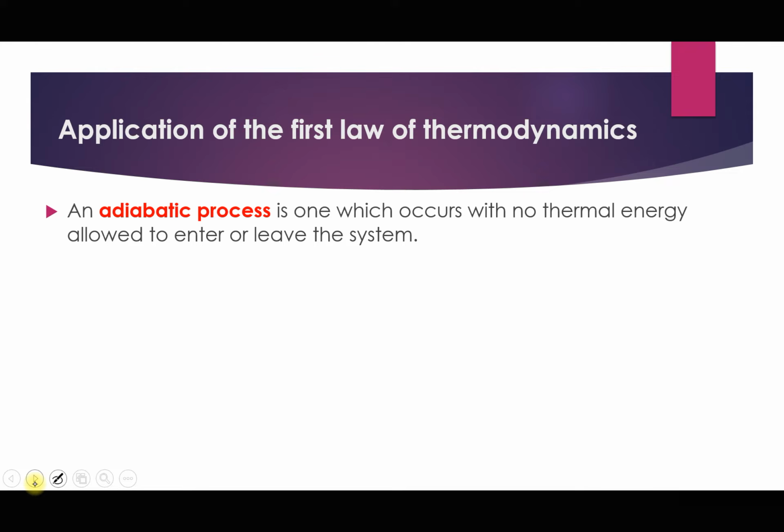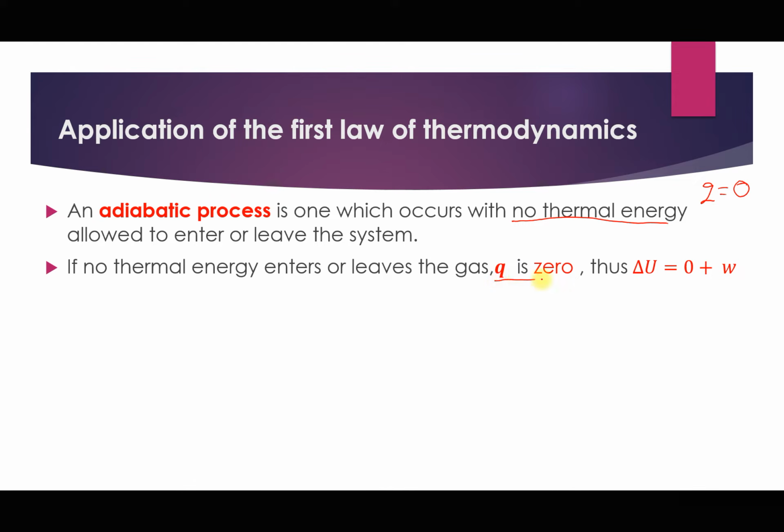Number one, we can talk about an adiabatic process. We don't need really to know much about the adiabatic process, but what is an adiabatic process? An adiabatic process is one which occurs with no thermal energy entering or leaving the system. So if no thermal energy enters or leaves the system, the process is called an adiabatic process. And if that is true, no heat enters or leaves the system, that means Q, the Q part of the first law of thermodynamics, will be zero.